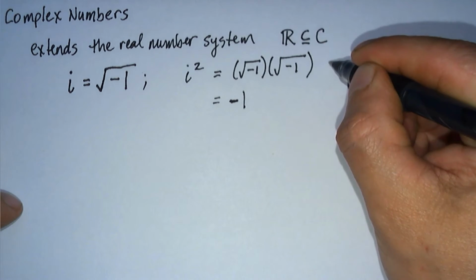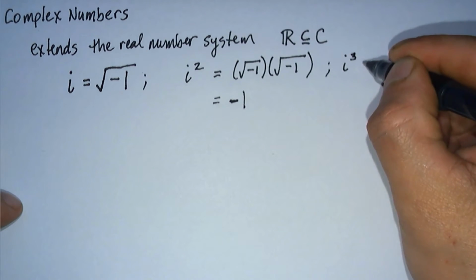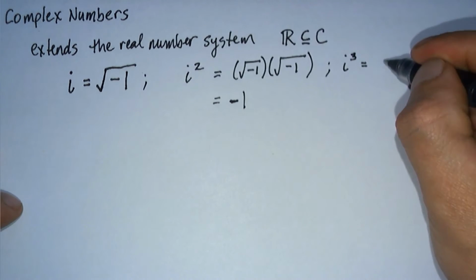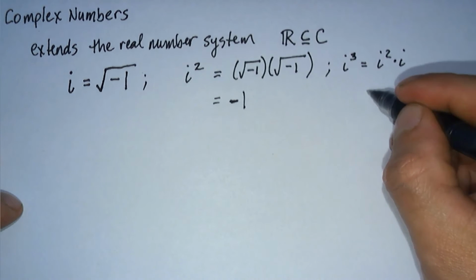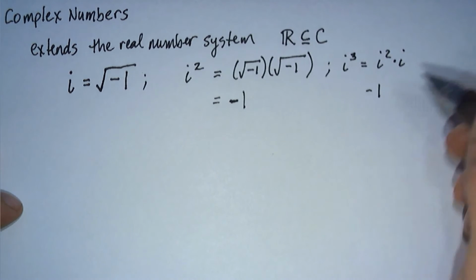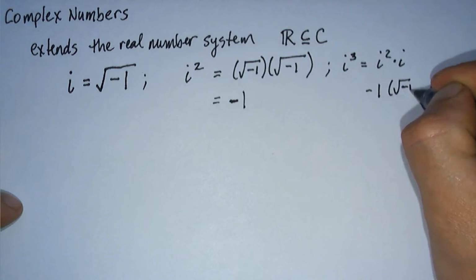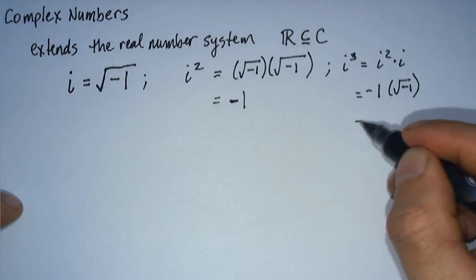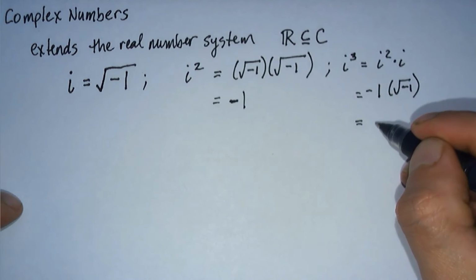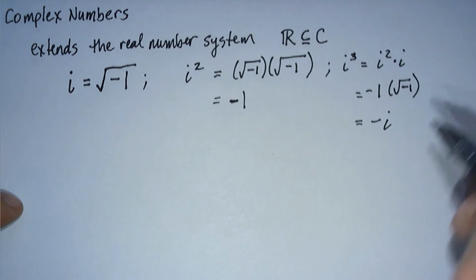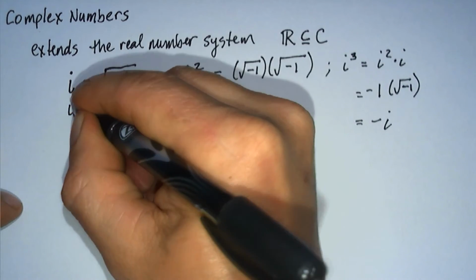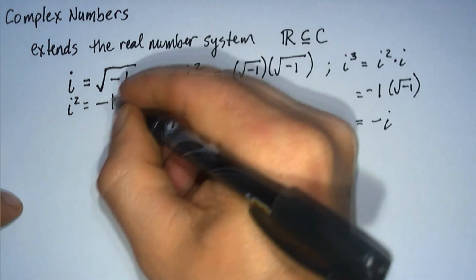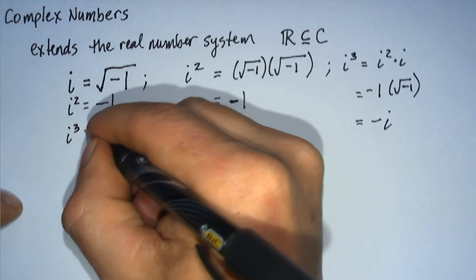So what about i cubed? Okay, so i cubed is i squared times i. And we said that i squared is -1, and i is the square root of -1. So i cubed is negative i. i cubed is -i. So let me write these down. This is i squared is -1. And i cubed is -i.